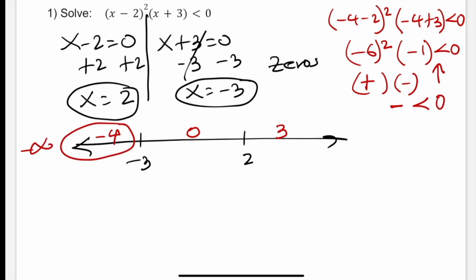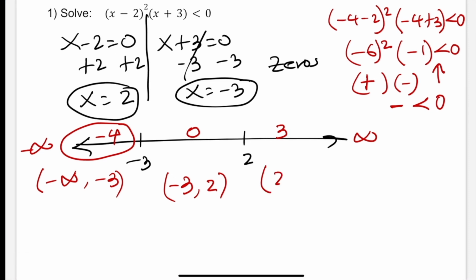Okay? This side is negative infinity, and this side is positive infinity, right? So my first interval is going to be from negative infinity all the way to negative 3. Parentheses because I'm not including the value of negative 3. All right? The next interval is going to be between negative 3 and 2. Parentheses because I'm not including the values. And the last interval is going to be between 2 to positive infinity.